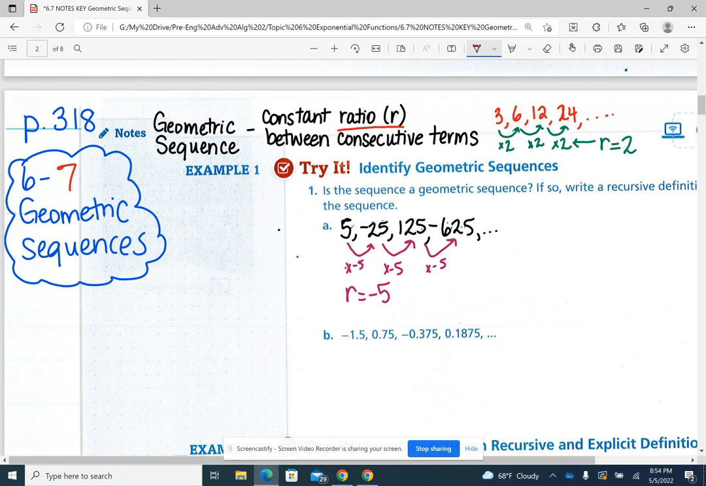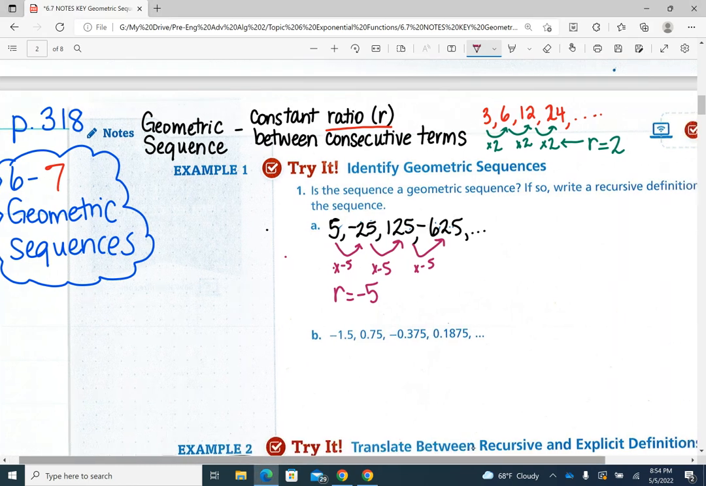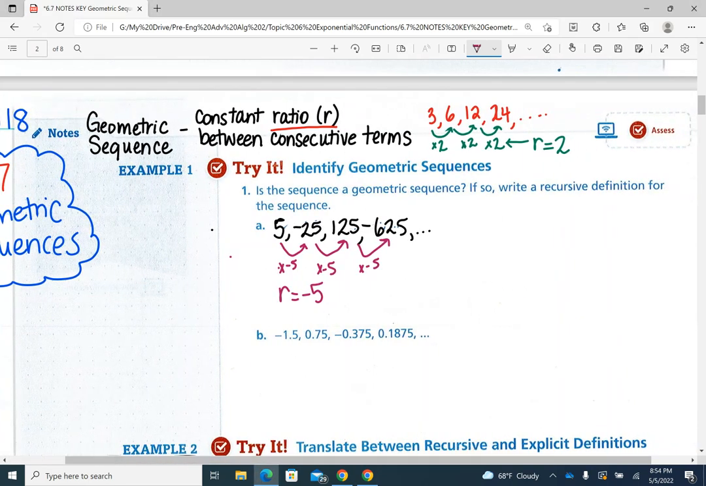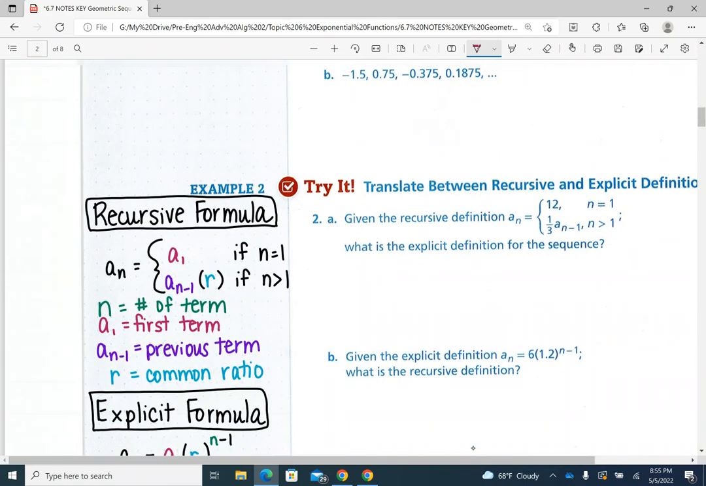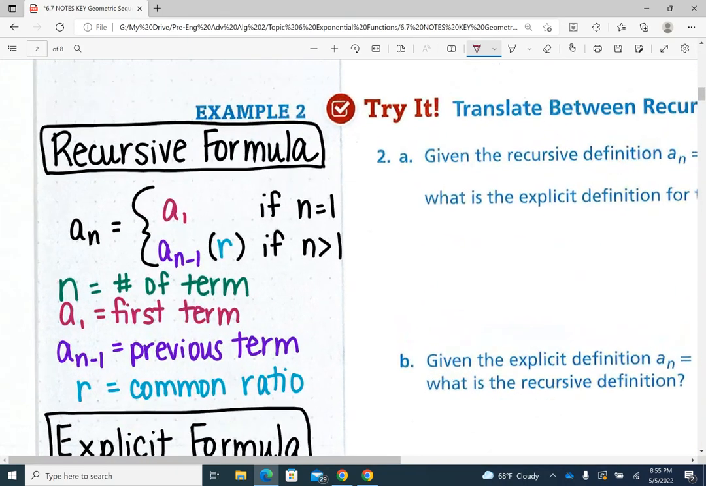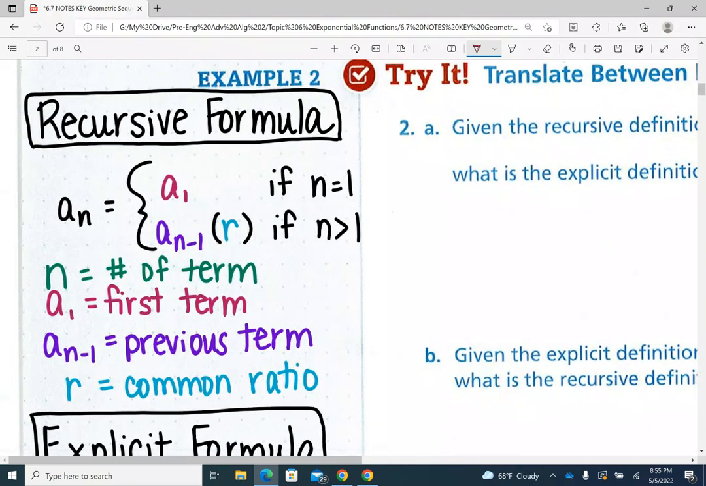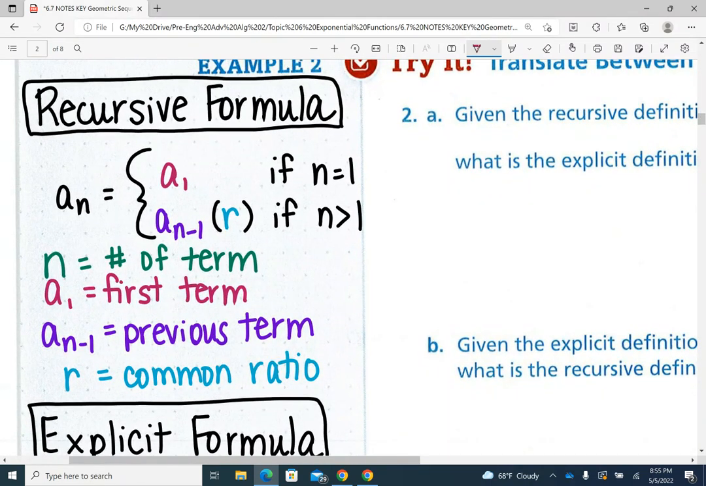Now they ask us to write a recursive definition for the sequence. So let's go find out what the recursive definition is. I have it written down here. We'll zoom in on it. The recursive formula, you want to pause the video and write it down. The recursive formula really just tells you how the formula works. There's 2 lines. It looks like a piecewise function, but we'll start off with a sub n, which means the term that you want.